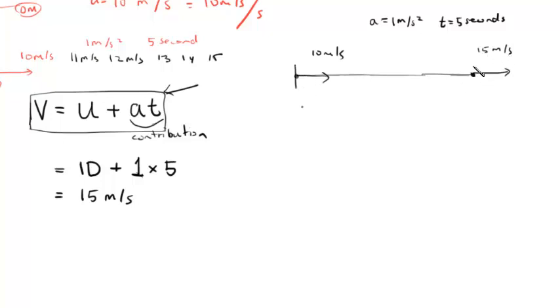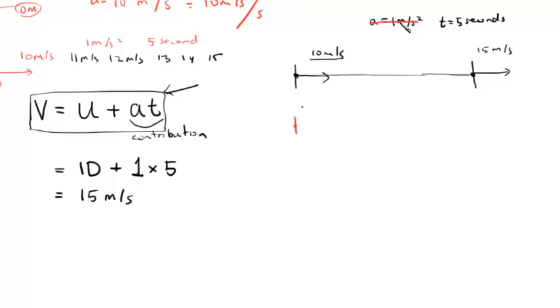But what would be the total distance traveled by Usain Bolt over this 5 seconds? He was already moving at 10 meters per second. So let's suppose that he didn't accelerate. Let's suppose that this was 0. All right, let's suppose that he just went for 5 seconds. Then this would be 10.